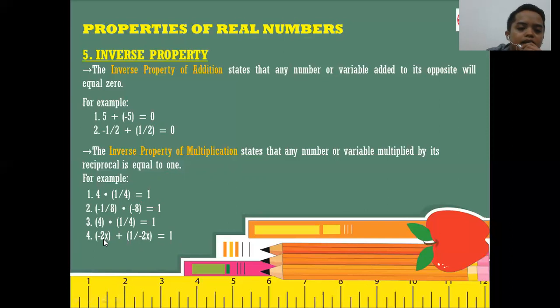Negative 2x. So the reciprocal of negative 2x is 1 over negative 2x. So when you multiply, I'm sorry, this is not plus here, this is times. Negative 2x times the quantity 1 over negative 2x is equal to 1. So this 1 over negative 2x makes the result equal to 1 when you multiply it by negative 2x. Again, this is not plus, that is times.